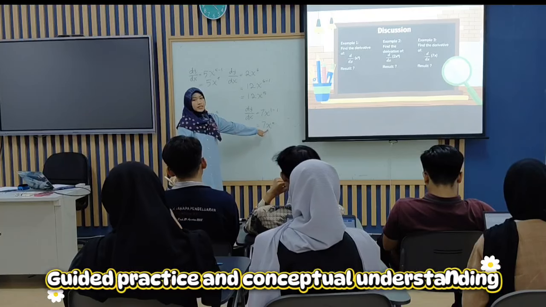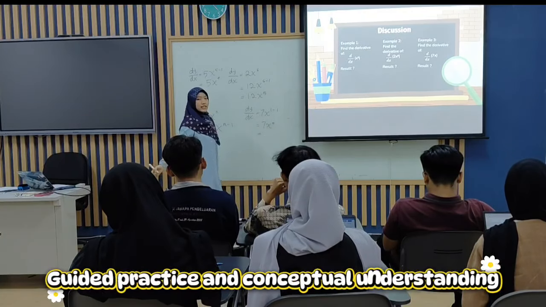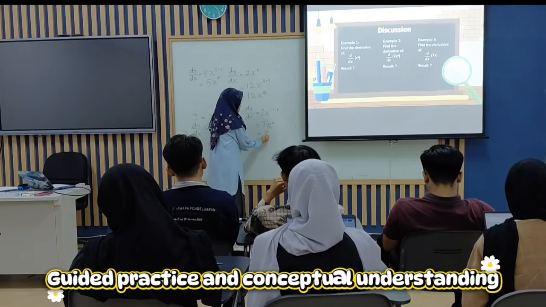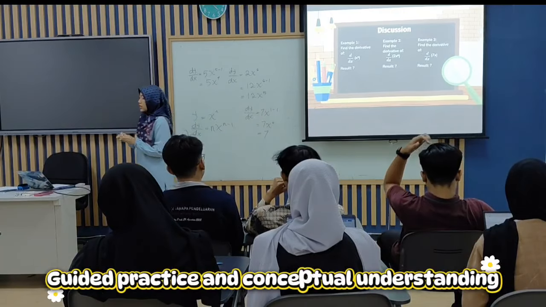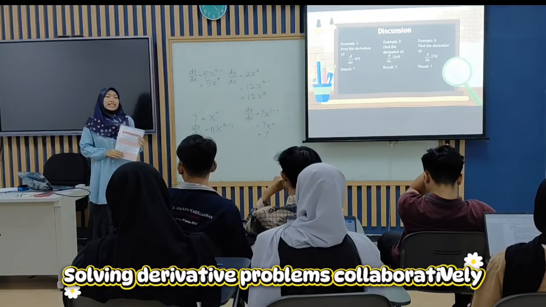0 is equal to 1. 7 times 1 is equal to 7. Okay, that's correct. Now it's time for application.